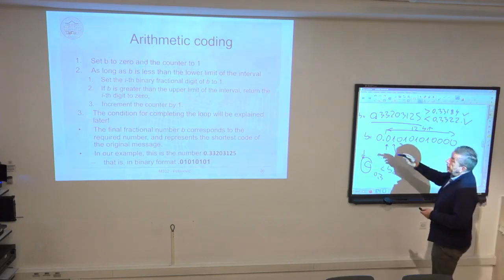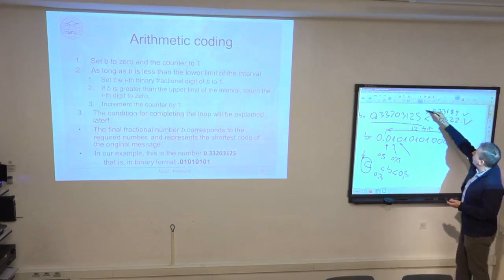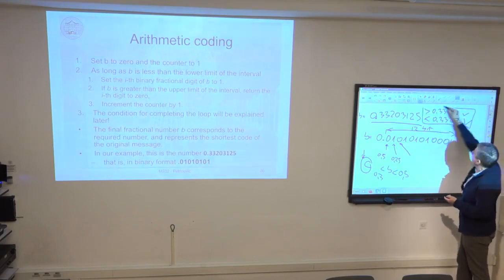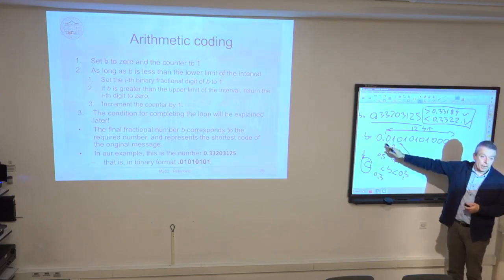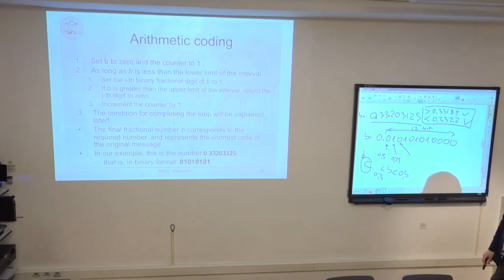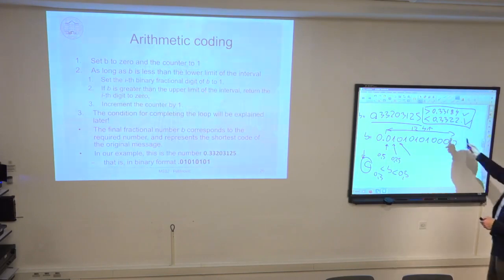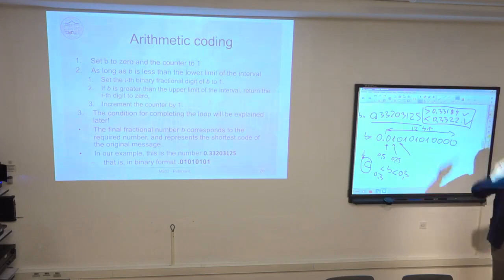So in our case, I have to encode this range here. So I try to set the first bit to 1. So it says here, set the first bit to 1. Okay, is it greater than the upper limit? Yeah, it's greater than the upper limit because the upper limit is 0.3322. Okay, I give up, return it to 0.